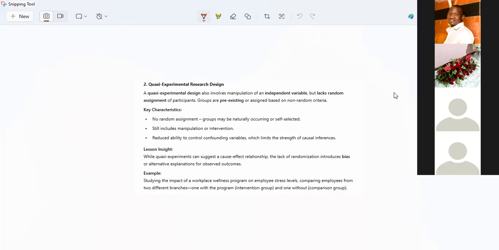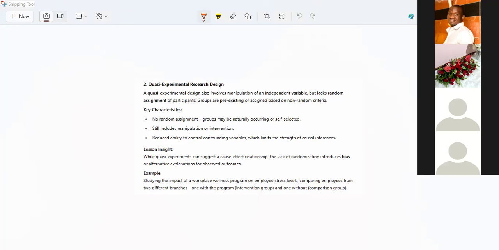So for instance, you want to study the impact of a workplace wellness program on employee stress levels, comparing them from two different branches. So you can have one, which is an intervening group with the program, and another, which is a comparison group. So here, the key difference is that we have no random assignment. So the difference between the two can be summarized in a table as shown below.